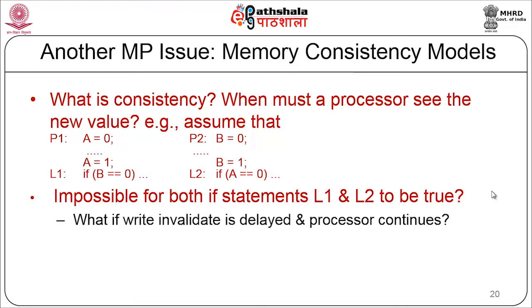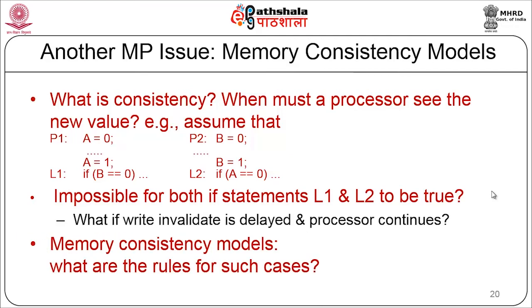But what will happen if, when P1 modifies A equal to 1, the write invalidate has not been communicated to the other processor? The other processor has not seen the change in value, and it still assumes that A is equal to 0, then L2's condition will hold good. Similarly, the same argument applies for L1 also. So what is it that you assume will happen in this case? The programmer writes with something in mind, but when it actually gets executed, something else might happen. So you have a problem here. This is an example of memory consistency. What if write invalidates are delayed and the processor continues, and what are the rules for such cases?